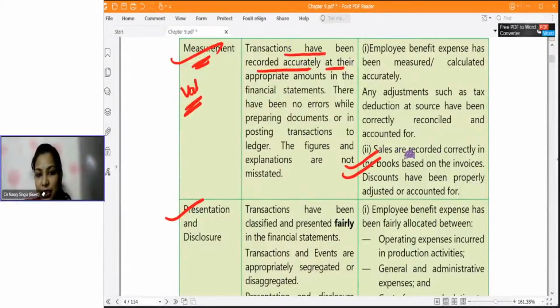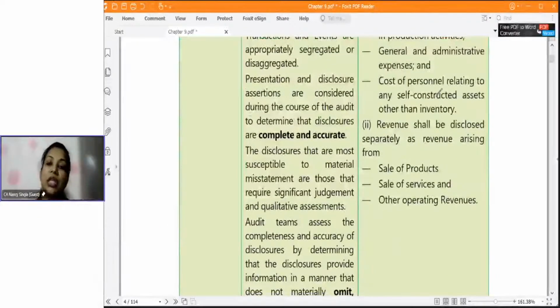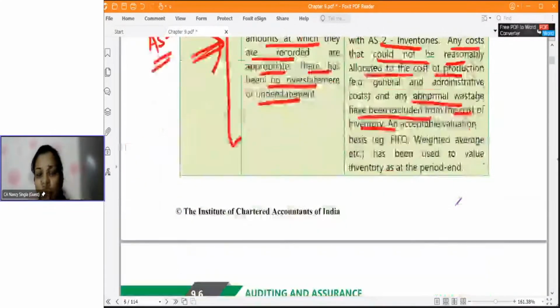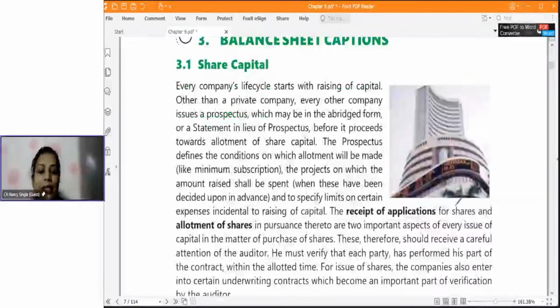See यहाँ पर कितने अच्छे से explain किया है. Sales are recorded correctly in the books based on the invoices. Discounts have been properly adjusted or accounted for. ठीक है? Same way is what your presentation for sales of product, services, other operating revenue, representation that is required by Schedule 3, whether that is given or not. Okay, so is it clear? So is the topic of assertion, is it clear? Quickly send in your replies, and then we'll be starting with the first balance sheet item, which is what? Your share capital. Quickly send in your replies, students.